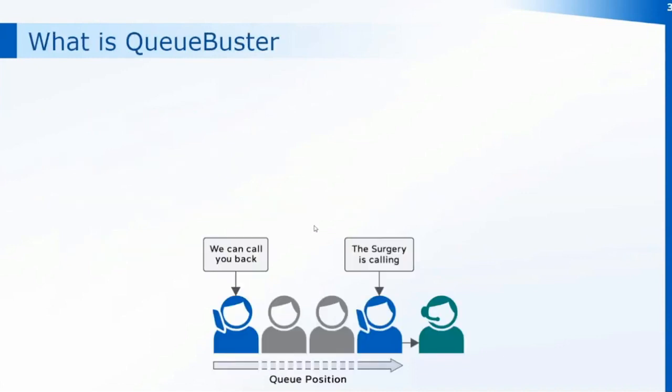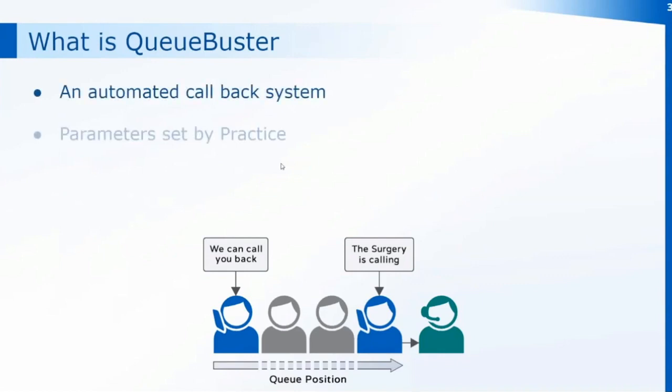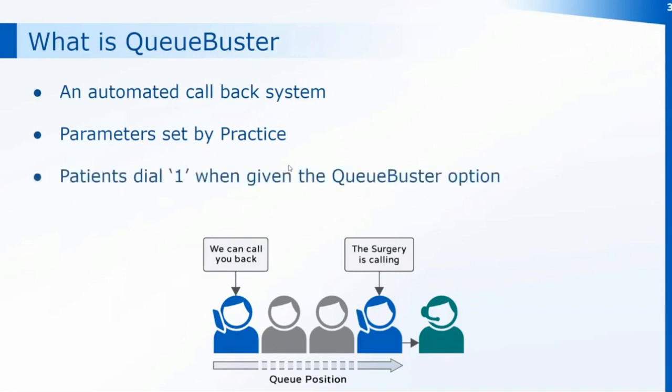So what is QueueBuster? QueueBuster is our automated callback system. The parameters can be set by the practice, and that's done through Xflow in the group icon on the desktop area when you're in Xflow. Once it's activated and the parameters are met that you've set, the patient can just press 1 on their telephone keypad when the QueueBuster option is given, and that will then book them an automated callback.